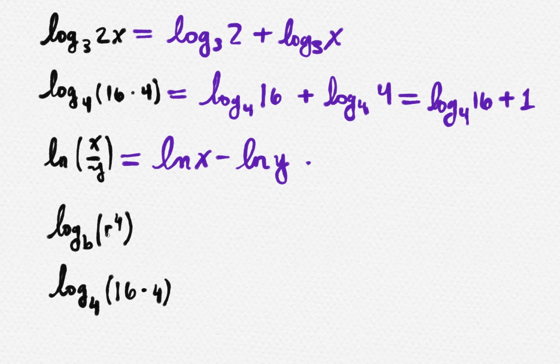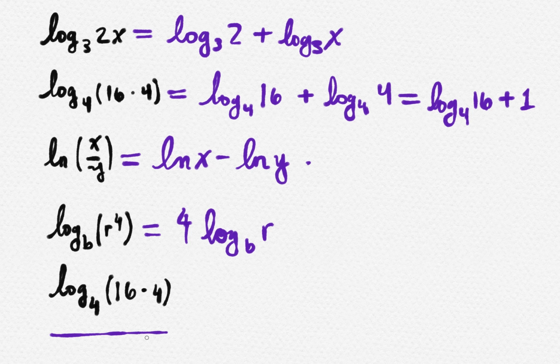Here we have the log base b of r to the 4th. So we're going to use the power property, which tells us we can pull the 4 out front. And we're going to get 4 times the log base b of r. And again, an expression on this one is the best we can do.